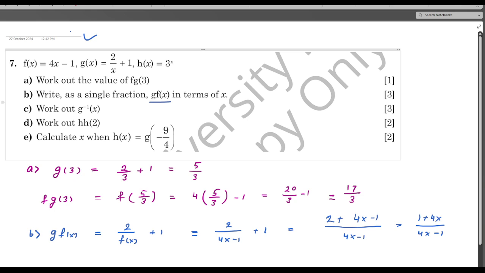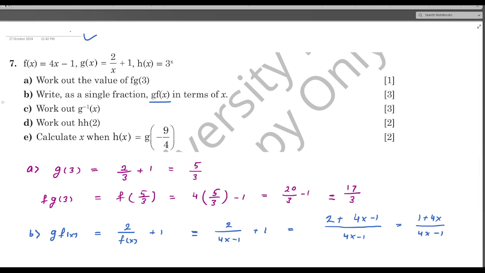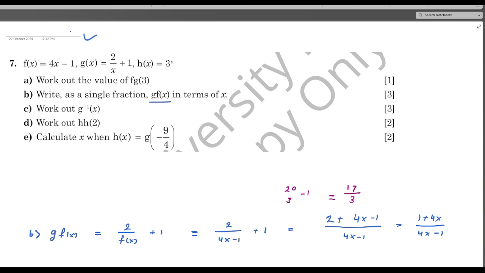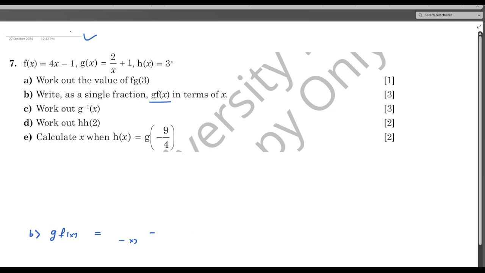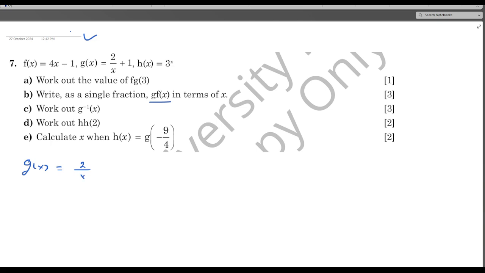C part, work out g inverse of x. A part you have already done. Here I will solve this C part, C and D both. So I will erase everything. So your C part, g of x is given 2 divided by x plus 1.